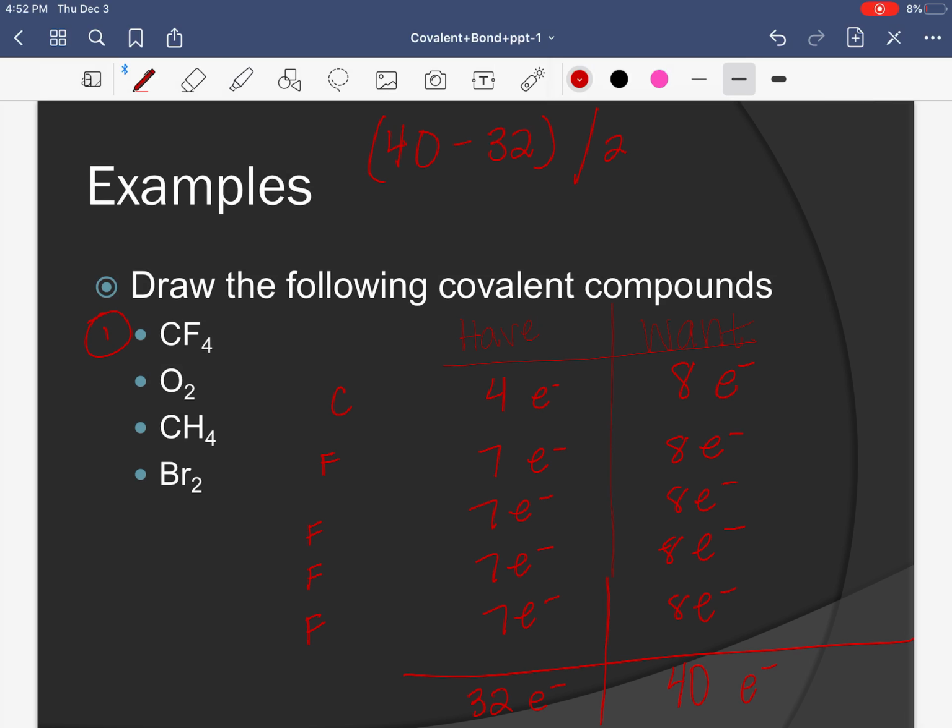And then I'm going to divide this all by 2. So 40 minus 32 is 8. I'm going to divide that by 2, and I'm going to have 4 bonds in this first example. Okay? Let's try the next example. Hopefully that made a little bit of sense. But if it doesn't, we got another one.